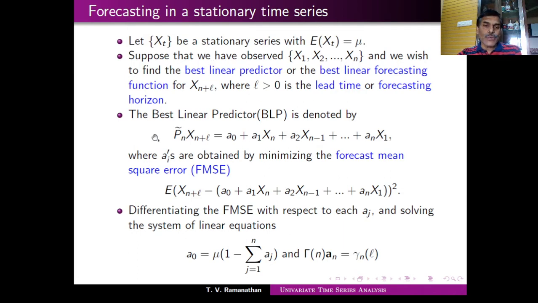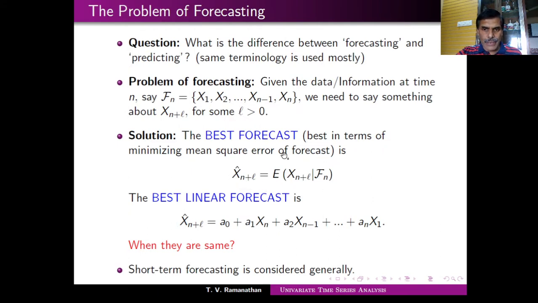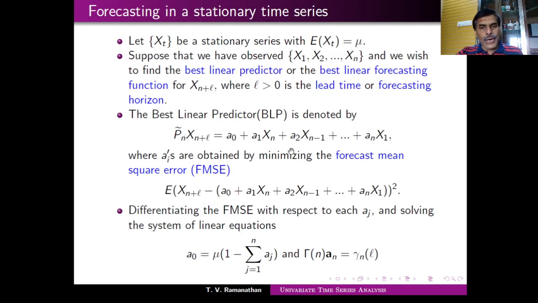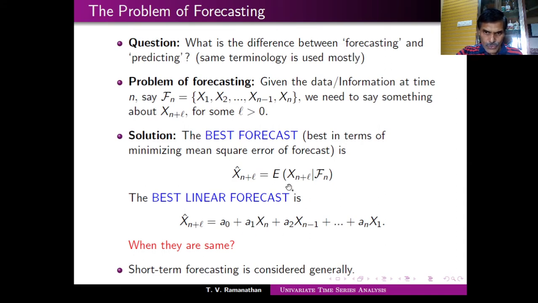So let xt be, I'm not assuming any particular structure for the xt, but we simply say that xt is a stationary series with expectation mu. And suppose we have observed x1, x2, xn, we wish to find the best linear predictor or the best linear forecast function of xn plus L, where L is called the lead time or forecast horizon. So we will denote this quantity by Pn curl xn plus L. So this is just a notation. Pn curl xn plus L essentially means this quantity: the expected value of xn plus L given x1, x2, xn. Now we don't consider that actually, rather we consider this. So we say that this is equal to this.